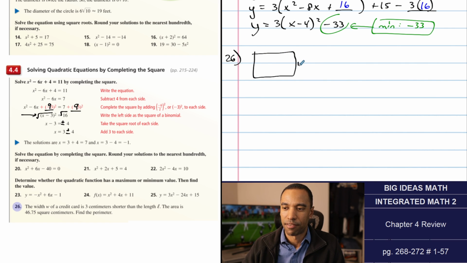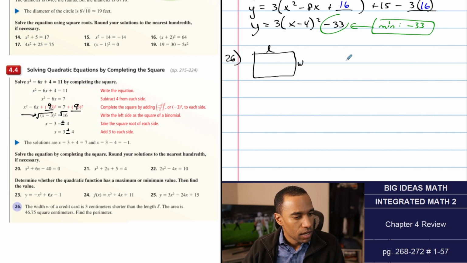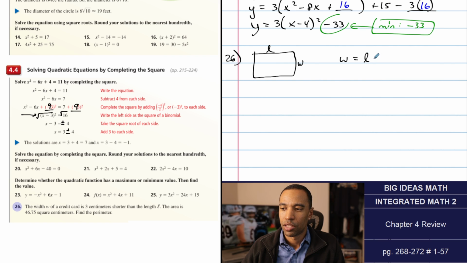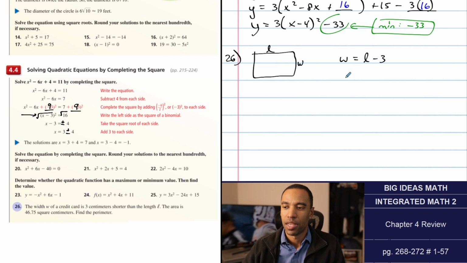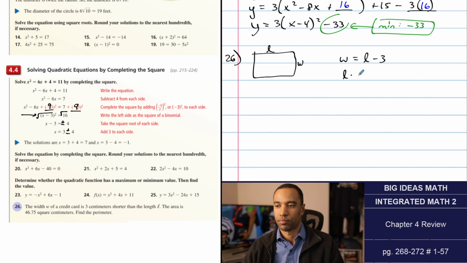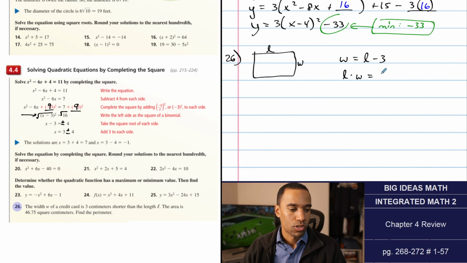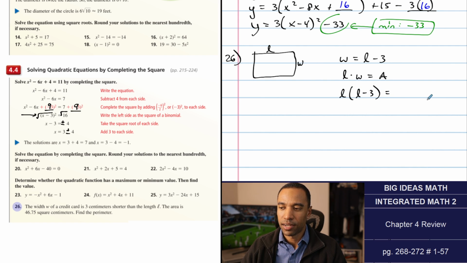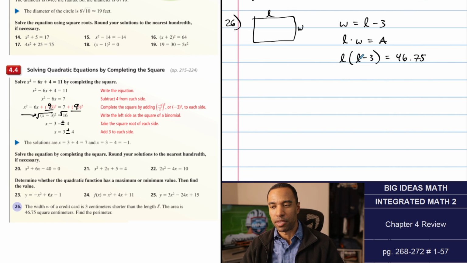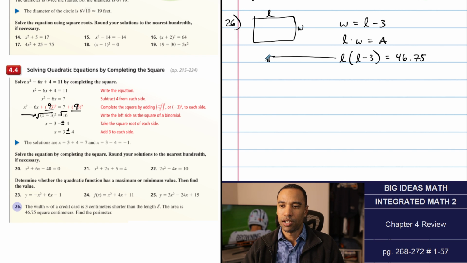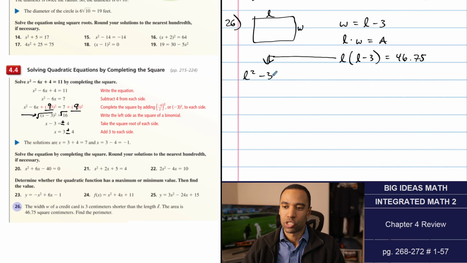Okay, so a credit card is a rectangle. For this rectangle, we have some width and some length. The width is 3 centimeters shorter than the length. Length times width is the area. So I'm going to write that as length times width is area. Now we have this whole setup that can be a quadratic. So let's bring that over here to make it L squared minus 3L equals 46.75.